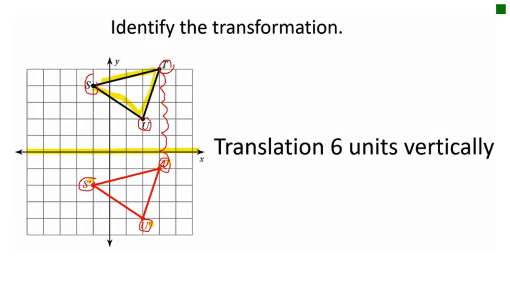Just one quick correction though, this actually should say a translation of -6 units because we were moving down rather than up. So again, this right here is -6 units vertically.